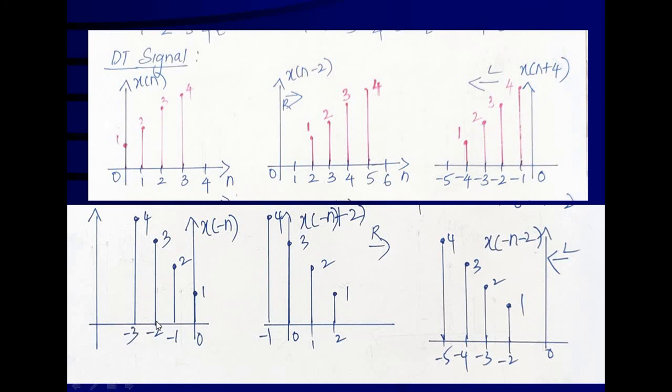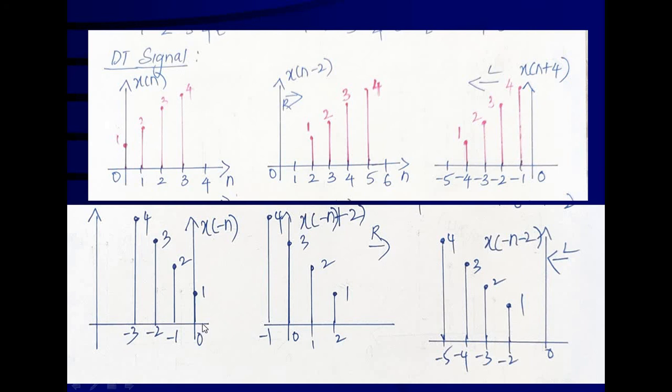Minus 3 to minus 2 is 1 time unit. Minus 2 to minus 1 is the second time unit. So 2 shifts. So now your signal should start from minus 1. As you can see here, we have started from minus 1. Let's check the ending point. 0 is your ending point here.